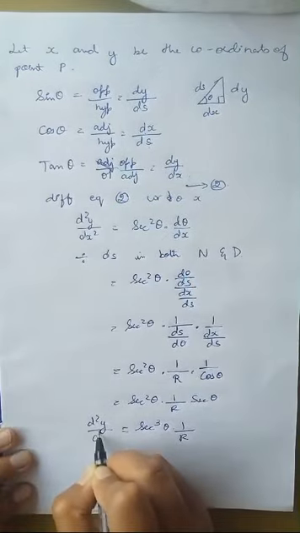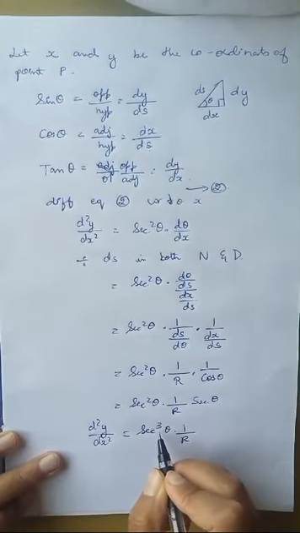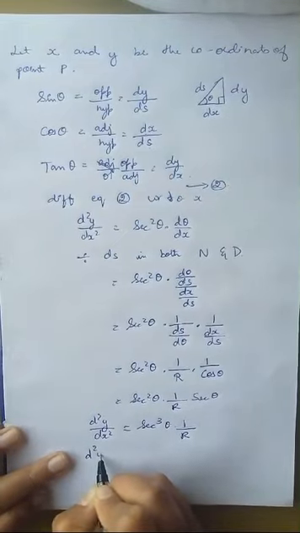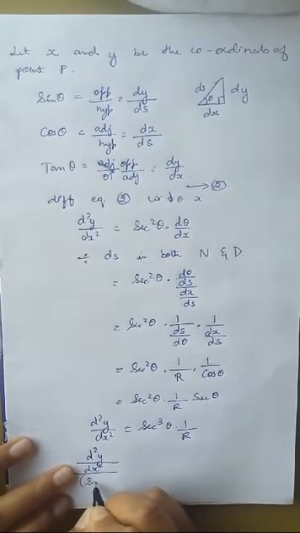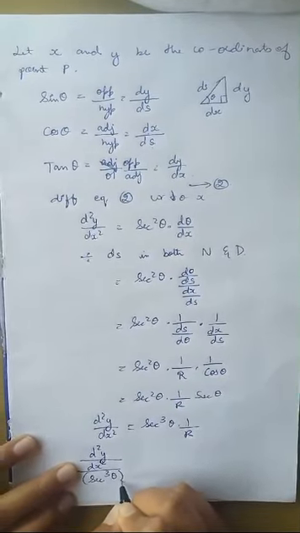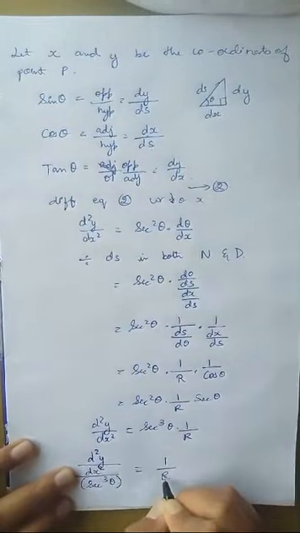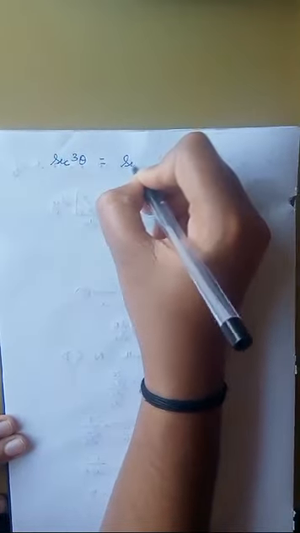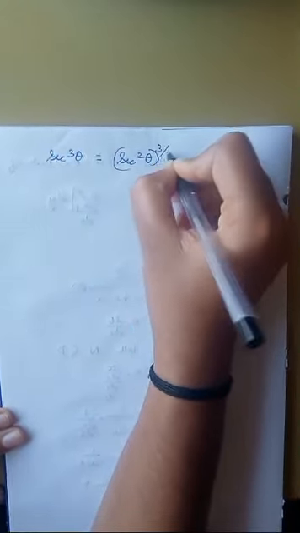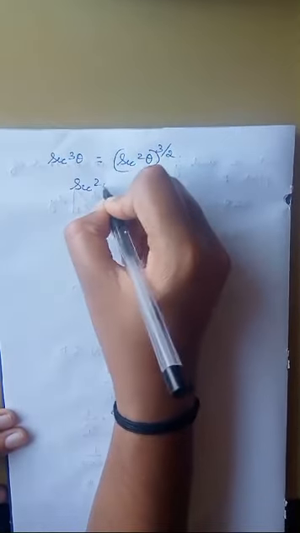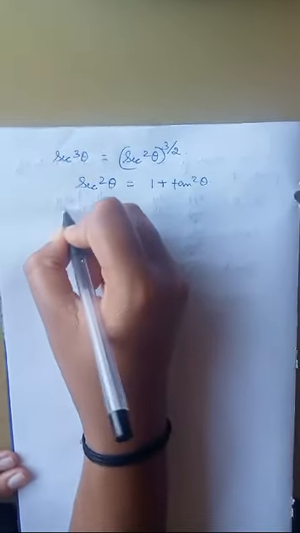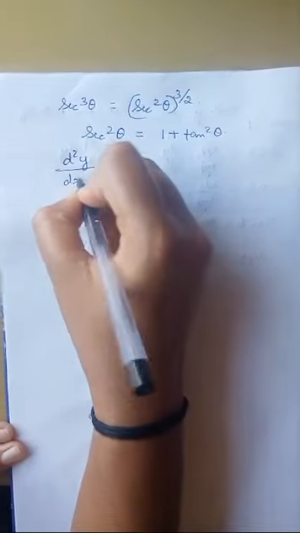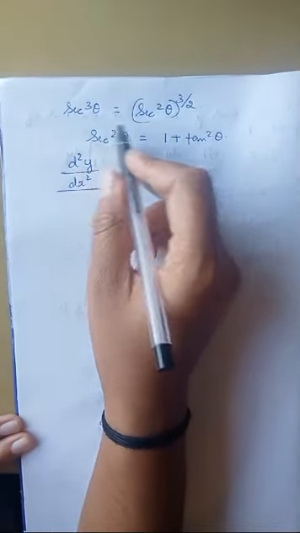So d square y by dx square is secant cube theta into 1 by r. Now let us send this secant cube theta to the denominator, then it becomes d square y by dx square by secant cube theta is equal to 1 by r. Secant cube theta can be written as secant square theta to the power 3 by 2. And we also know that secant square theta is equal to 1 plus tan square theta.